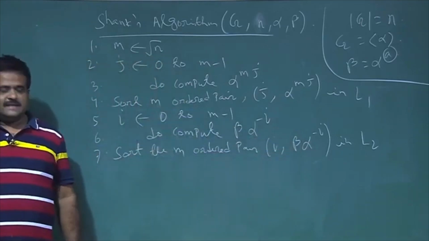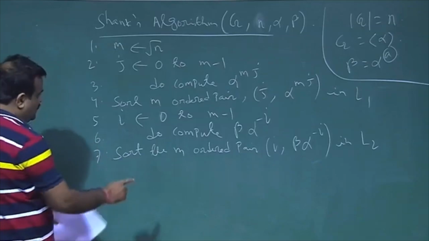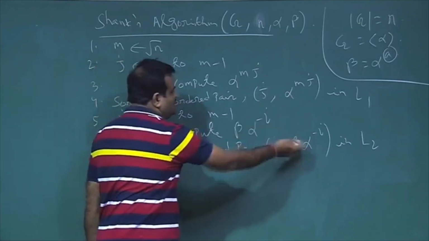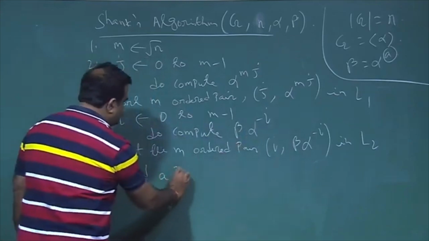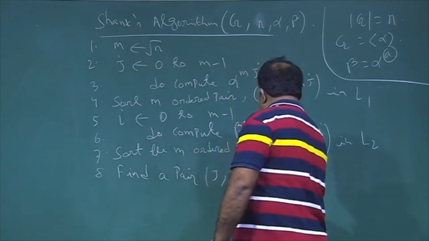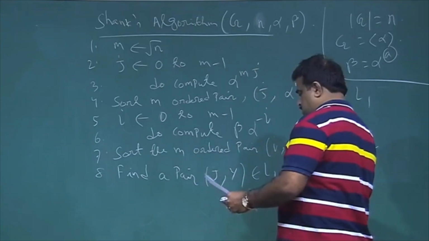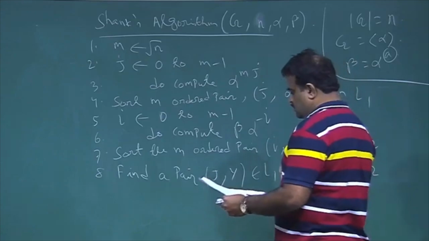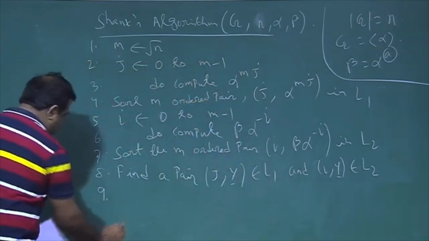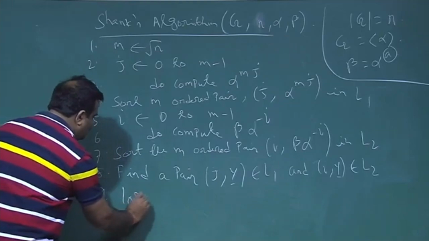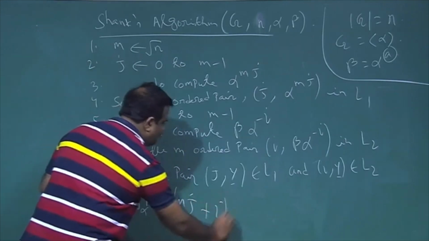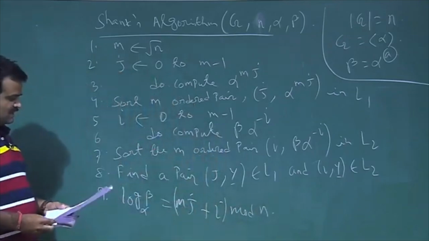Now, we match the endpoint, and suppose we find a pair in L1 and L2 such that their endpoints match. Suppose we find a pair j comma y in L1 and i comma y in L2 having the same y value, the same endpoints. Then log of beta base alpha is basically mj plus i mod n. Okay, mj plus i mod n.